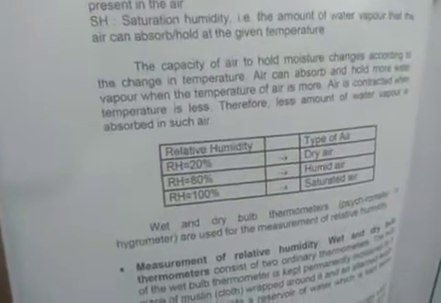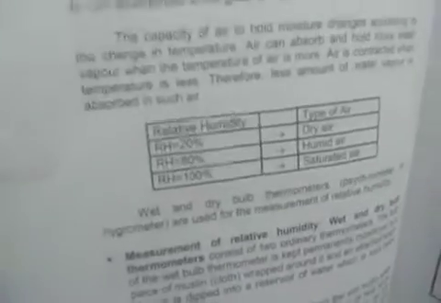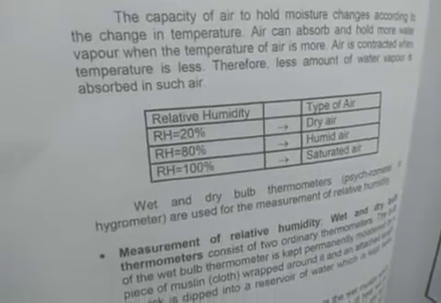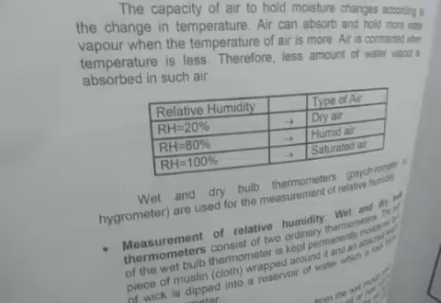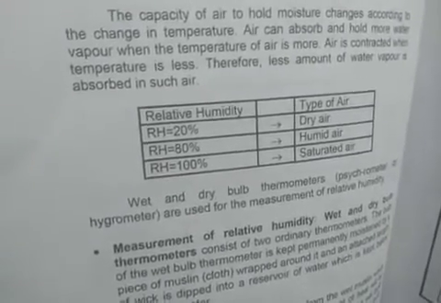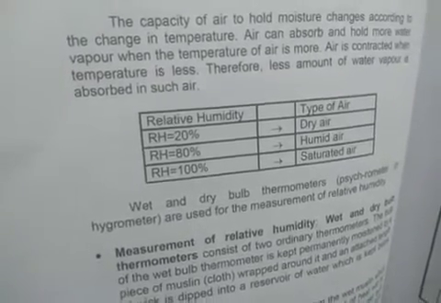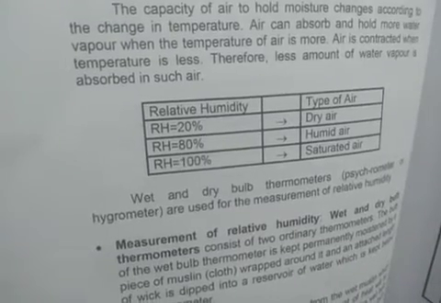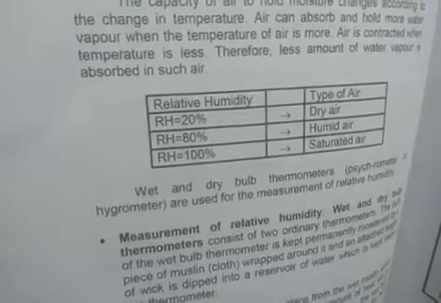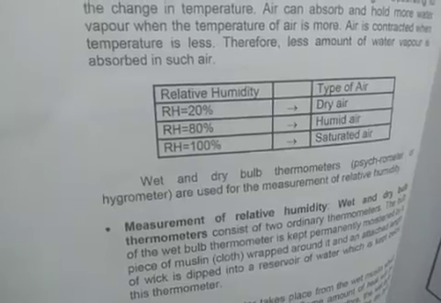AH, actual humidity, that is the amount of water vapor actually present in the air. SH, saturation humidity, that is the amount of water vapor that the air can absorb or hold at a given temperature. The capacity of air to hold moisture changes according to the change in temperature. Air can absorb and hold more water vapor when the temperature of air is more. Air is contracted when temperature is less. Therefore, less amount of water vapor is absorbed in such air.